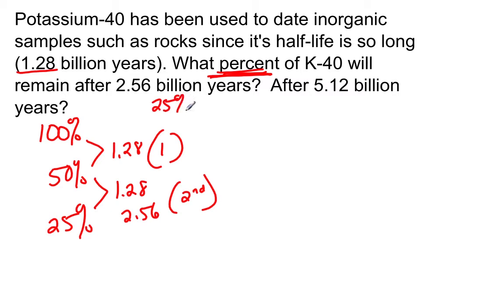25%. Now, I did this a little bit differently than I explained in the slide before, in case this works better for you. Just keep adding up whatever the half-lives are and keep a running total. Or you can do it like I said.